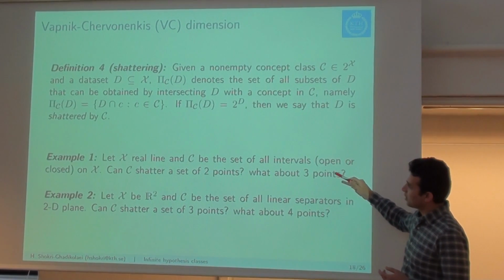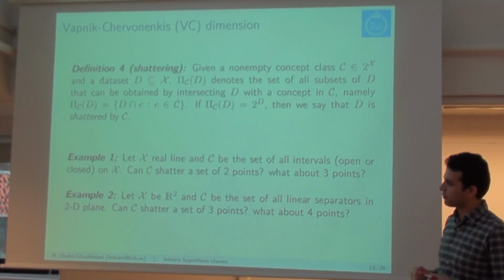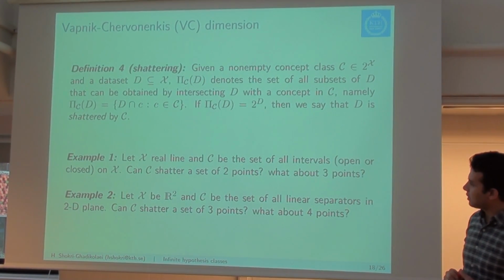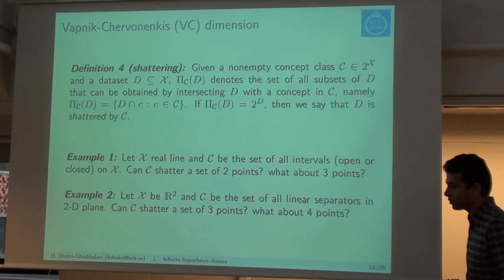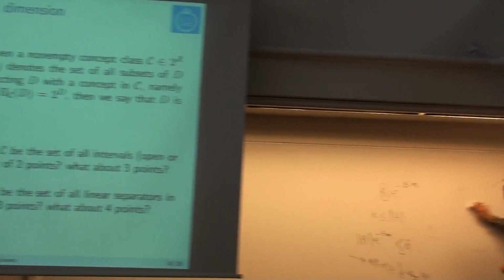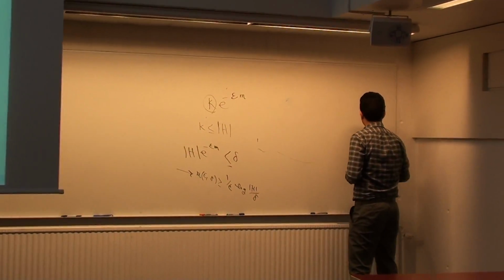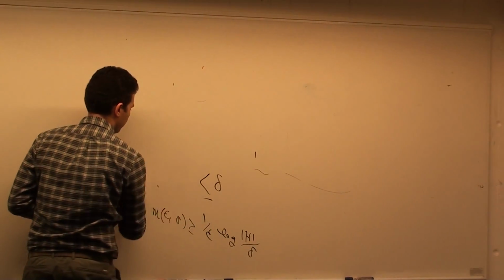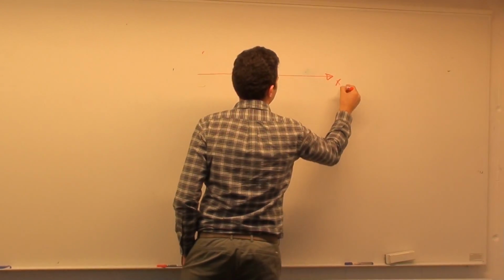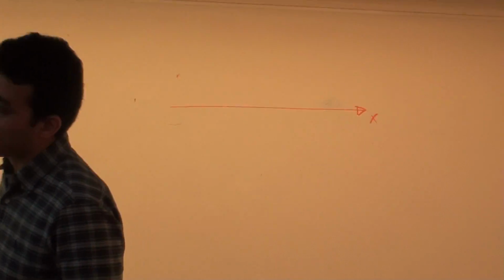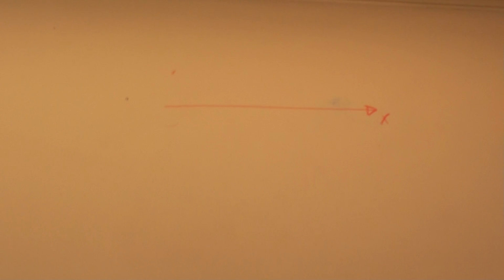So let's apply that definition on these two examples. What's the first example? X is the real line and C is the set of all intervals. We want to see if C can shatter a set of 2 points, and then a set of 3 points. This is your X, and C is the set of all intervals. For simplicity, assume that instead of C, this is H. So your hypothesis class is the set of all intervals, open or closed, on X. Can we shatter a set of 2 points or not?